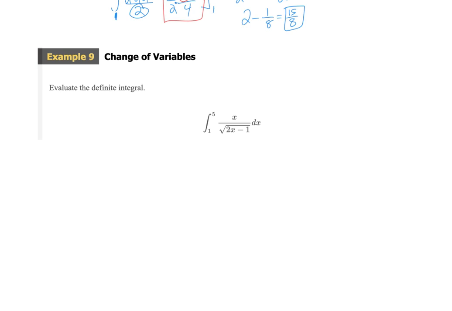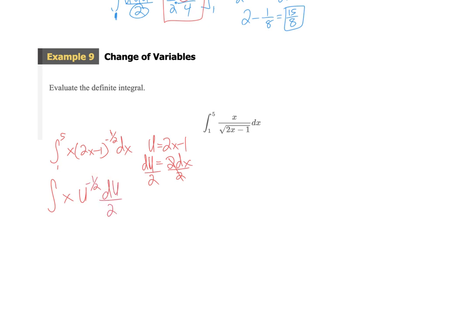All right, example 9. I'm going to rewrite this here as x times 2x minus 1 to the negative 1/2 power dx. So my u is 2x minus 1. My du would be 2 dx. So I already know I'm going to have to substitute in du over 2 for dx. So I've got x times u to the negative 1/2 times du divided by 2. Here again we have this x that we'll have to substitute in. So that's u plus 1 divided by 2.